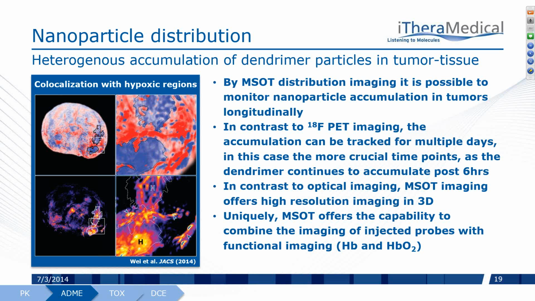When we co-localize this with the dendrimer uptake, we can see that the dendrimer is mostly localized in areas of relative hypoxia. This project was also published in the Journal of the American Chemical Society just a few weeks ago, so if you want to learn more about this, you can read it up in that paper.